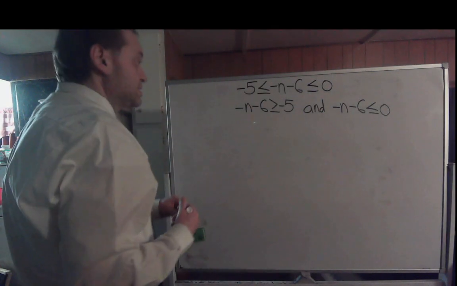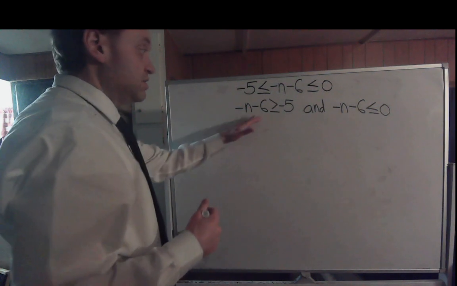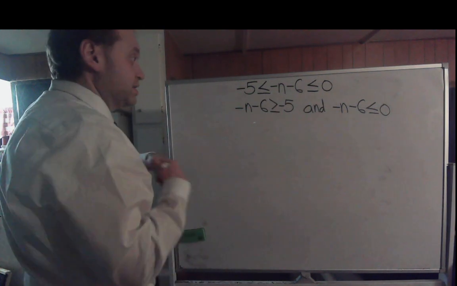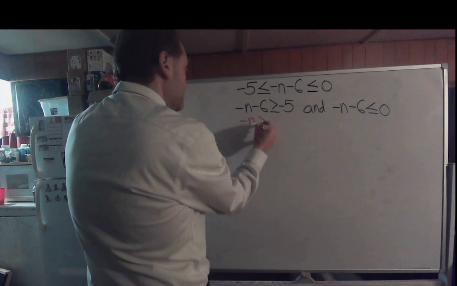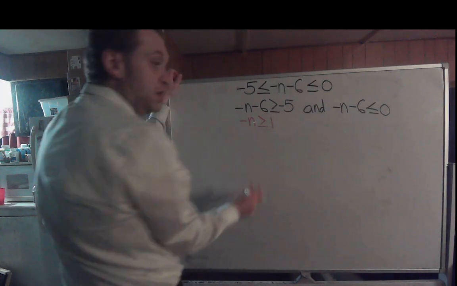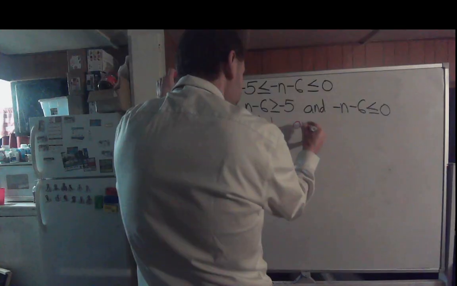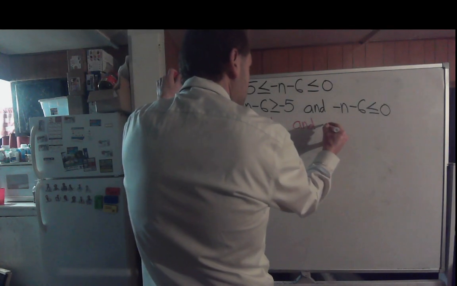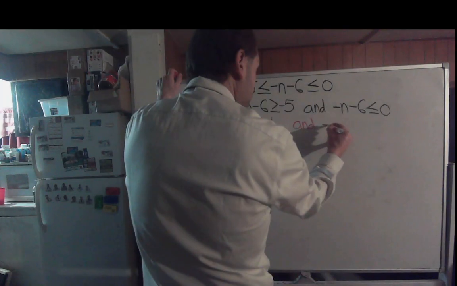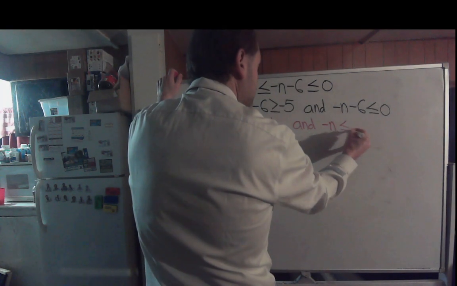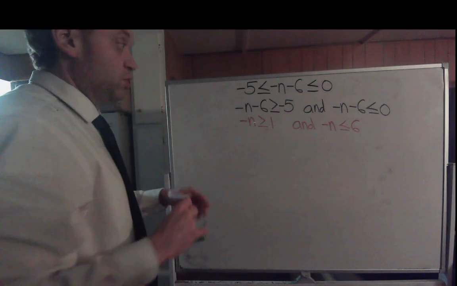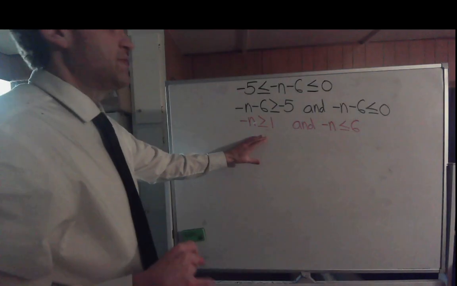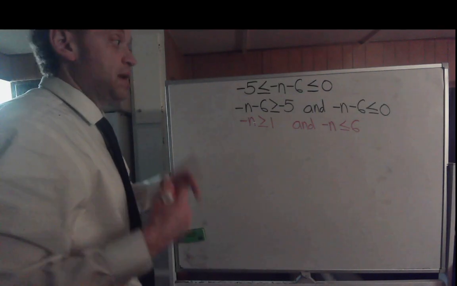Alright, so you're going to see why we did that in a minute. So then get the negative n by itself, add 6 to both sides here. You would end up getting that negative n is greater than or equal to positive 1, and then add 6 to both sides here, you would get that negative n is less than or equal to 6. Now, of course, you want to solve for n, so you have to divide both sides by negative 1.